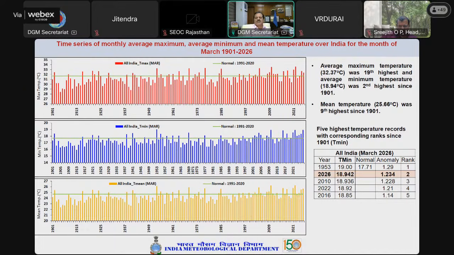Now, let us look at the progression from 1901 to March 2026. The green horizontal straight line is the normal temperature, and the bars are the maximum, minimum or mean temperature. What you find, as I've already discussed, is that the minimum temperature was contrasting this year, being higher. And you can see that minimum temperature has been higher than normal continuously in the last years: 22, 23, 24, 25, 26.